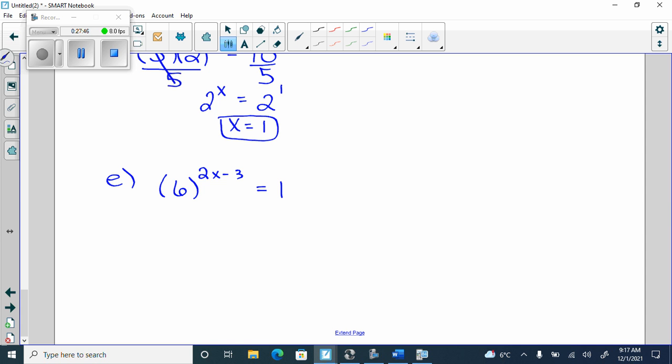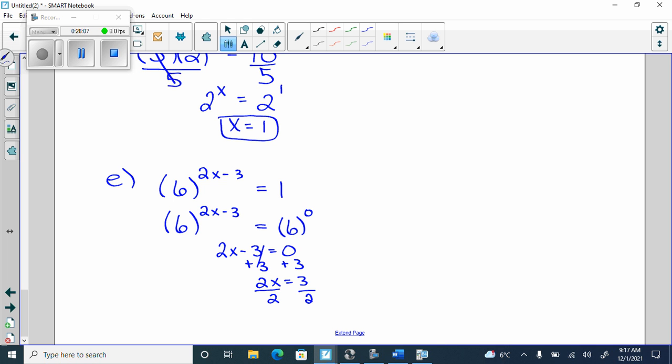So, this is 6 to the 2x minus 3, that stays. This is the only time when a small base becomes bigger. 6 to the 0. And now we have 2x minus 3 equals 0. Add 3. 2x equals 3. Divide by 2. X equals 3 halves.